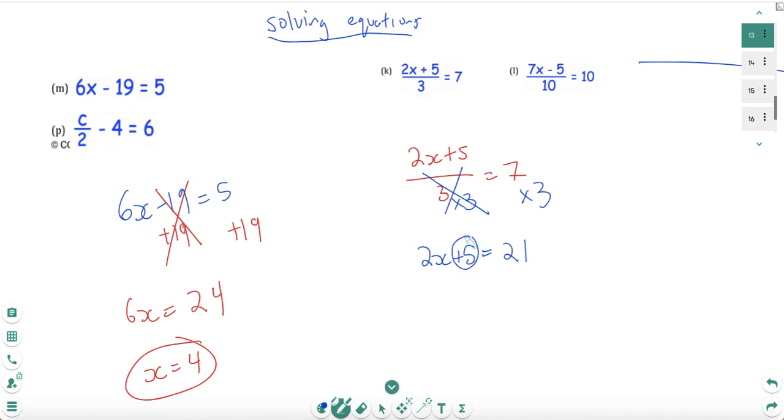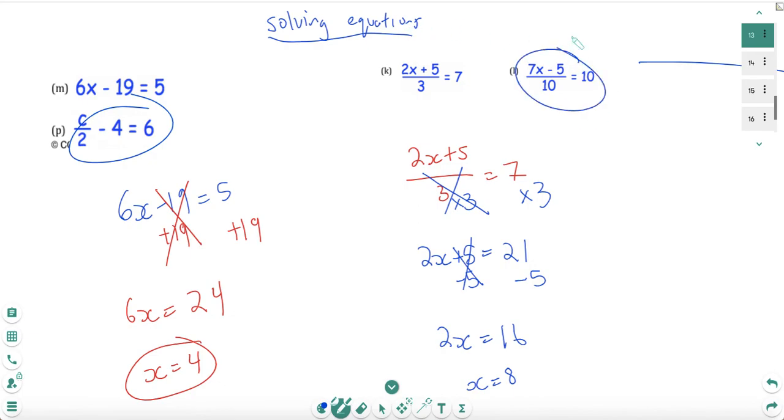So the opposite of add 5 is minus 5. To balance it, we're going to minus 5 here. Add 5 and minus 5, they're opposites, so they cancel out. So 2x equals 21 minus 5 is 16. 2x means 2 times something is 16. Well, x must be 8. 2 times 8 is 16. You can try these two by yourself.